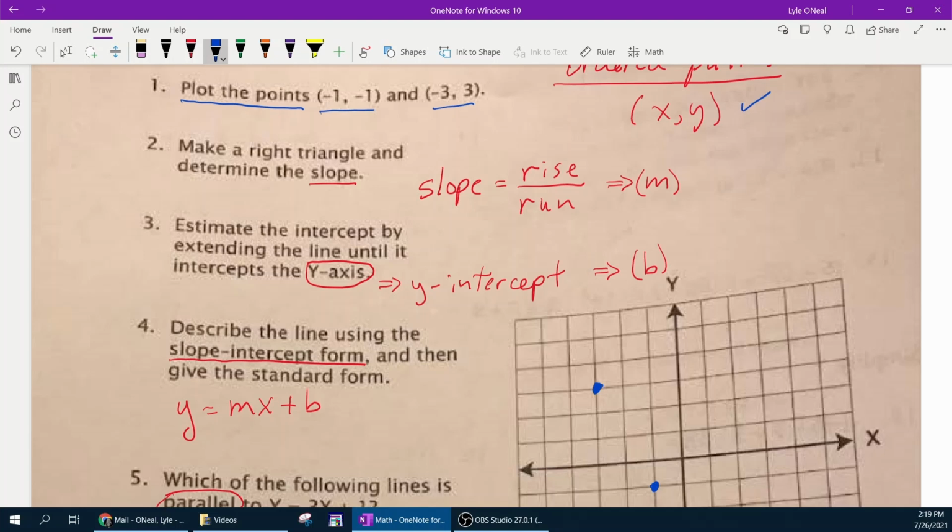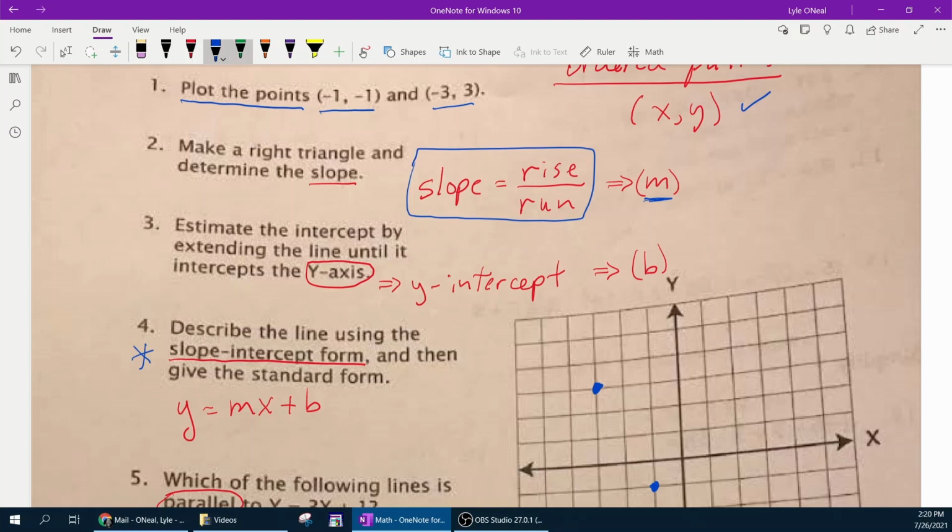Now, problem number 2, it says to make a right triangle and determine the slope. So what I've done here is I've given you a little formula for the slope. You need to know that slope is rise over run, and that in the slope-intercept form, which I've written down here, the letter M represents slope.